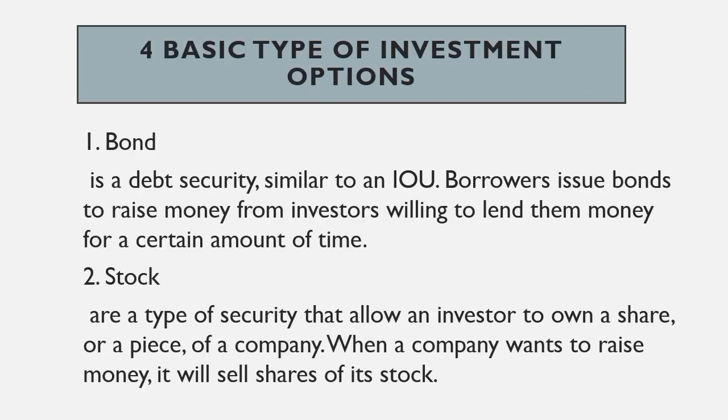Four basic types of investment options. First is bonds. A bond is a debt security similar to an IOU. Borrowers issue bonds to raise money from investors willing to lend them money for a certain amount of time.